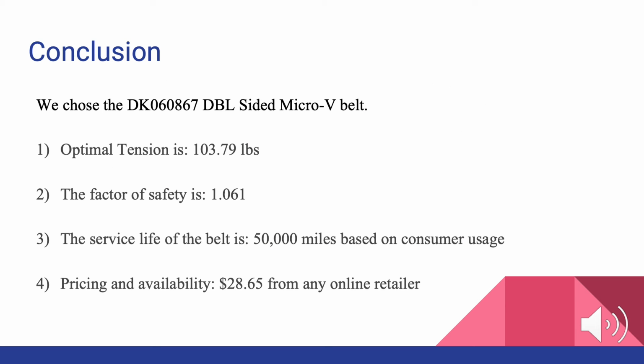In conclusion, we decided to go with the Gates DK060867 serpentine belt. The optimal tension for this belt will be 103.79 pounds. The factor of safety with regards to the pulley being able to tension this to the proper tension is 1.061. The service life of this belt is expected to be 50,000 miles based on customer usage.